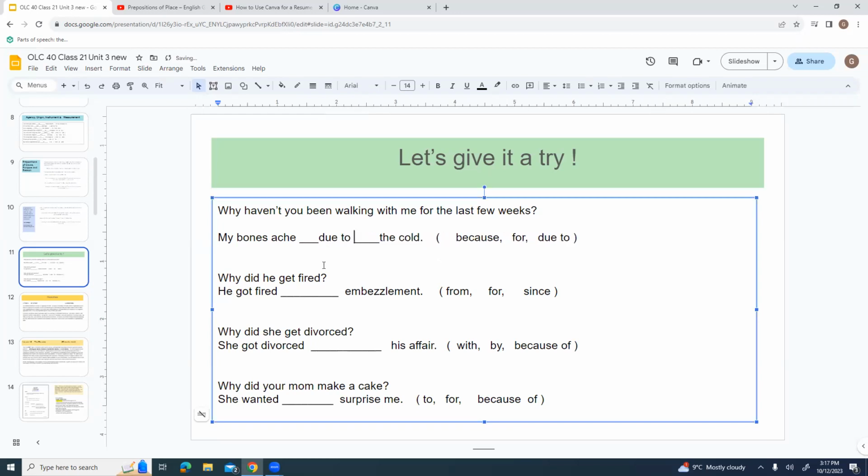Why did he get fired? He got fired from embezzlement. That makes it sound like embezzlement did it. For embezzlement or since embezzlement. Well, embezzlement isn't an action, so it can be since embezzlement.